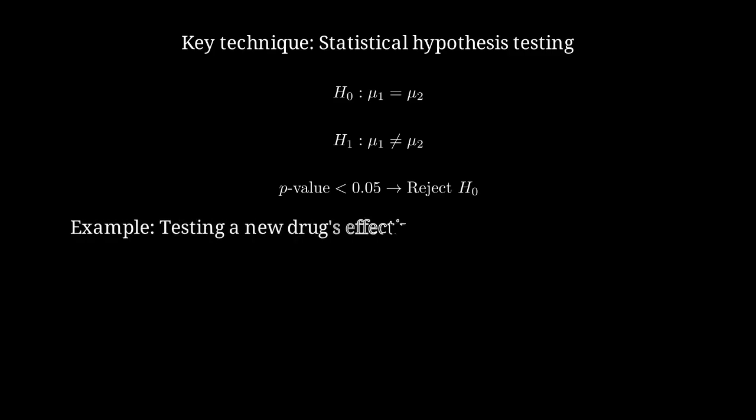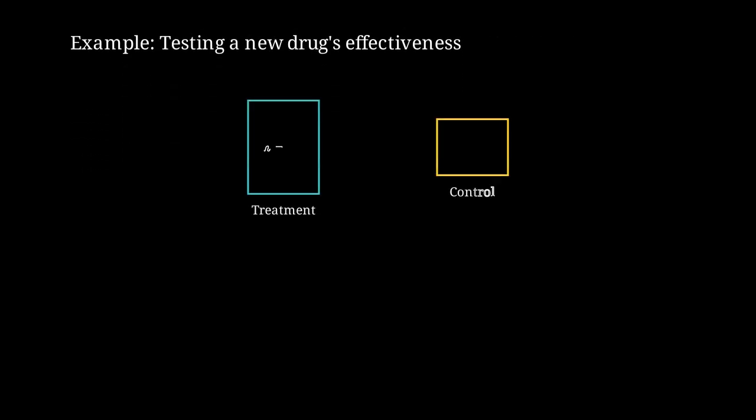For example, testing a new drug's effectiveness requires quantitative methods to compare treatment and control groups. We might have 100 patients in a treatment group and 100 in a control group, measuring outcomes numerically. Sample size calculation is critical in quantitative research to ensure adequate statistical power.